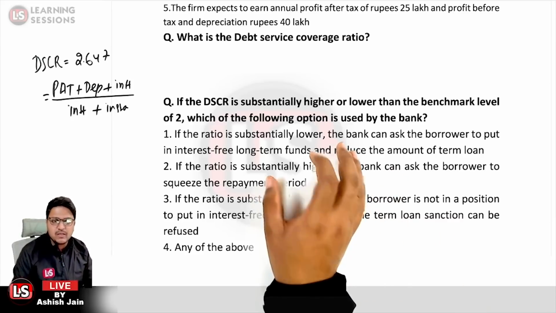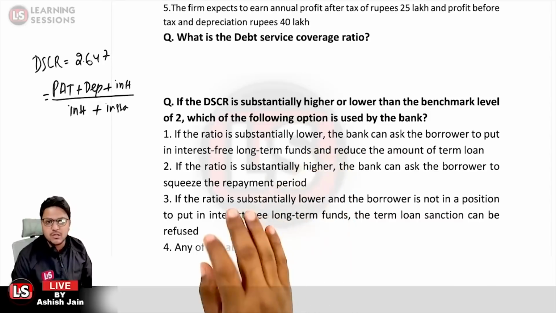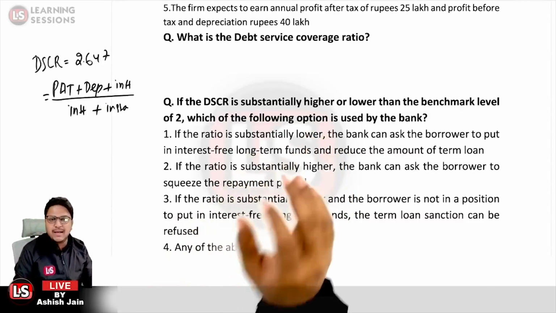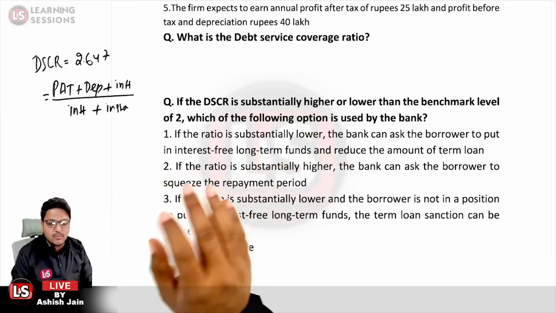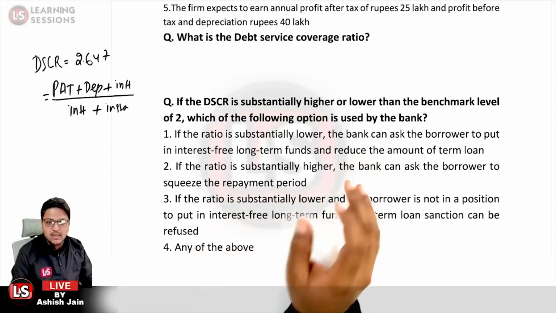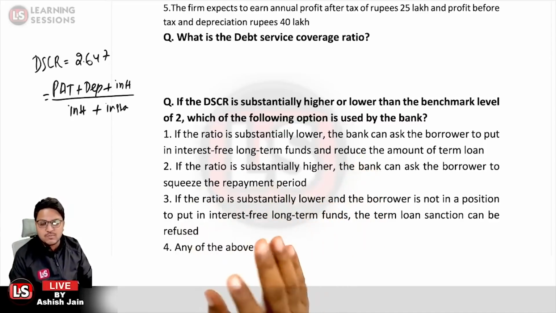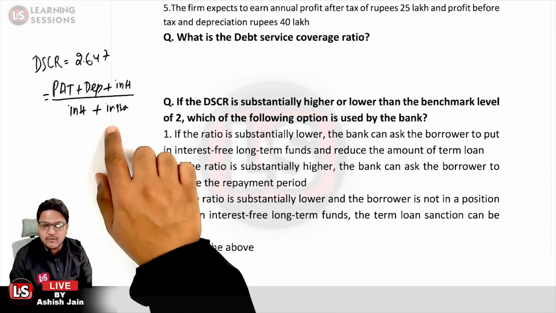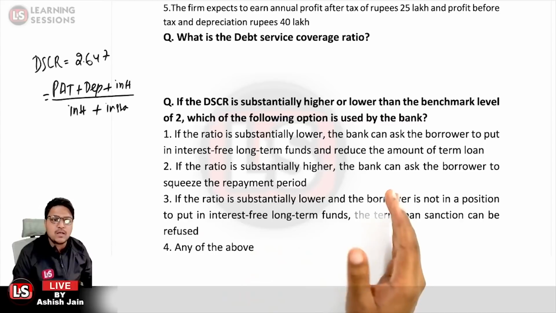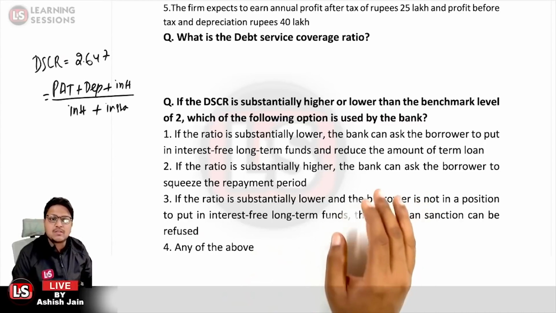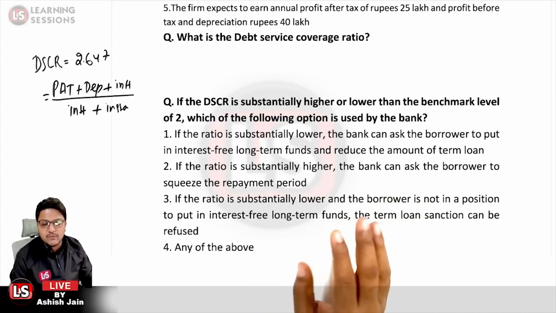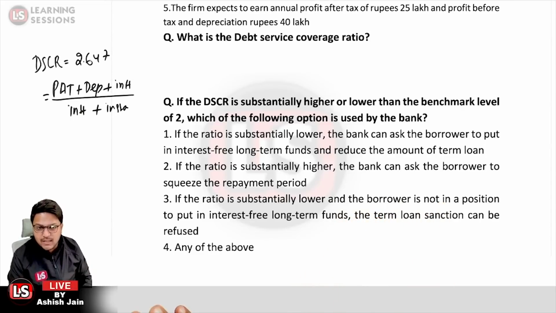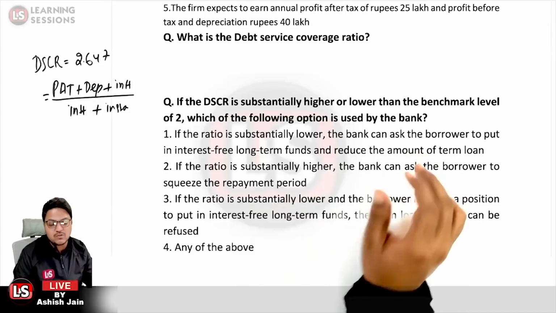So definitely, if the DSCR is substantially lower, it means that our operating income is lesser, or we are not able to reach the DSCR benchmark levels. Definitely, the bank will ask that you reduce the term loan amount. You're trying to reduce the denominator, and further you're going to add interest-free long-term funds. Interest-free long-term funds are those funds on which you do not have to pay interest, and if you can mobilize those, definitely you must go for that. Okay, so that is true.